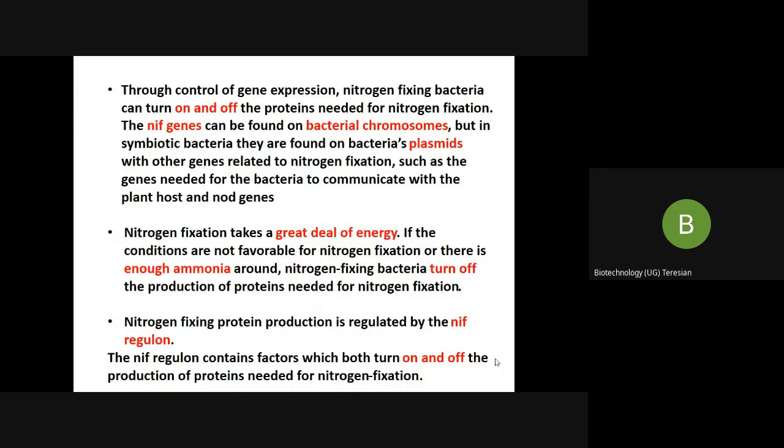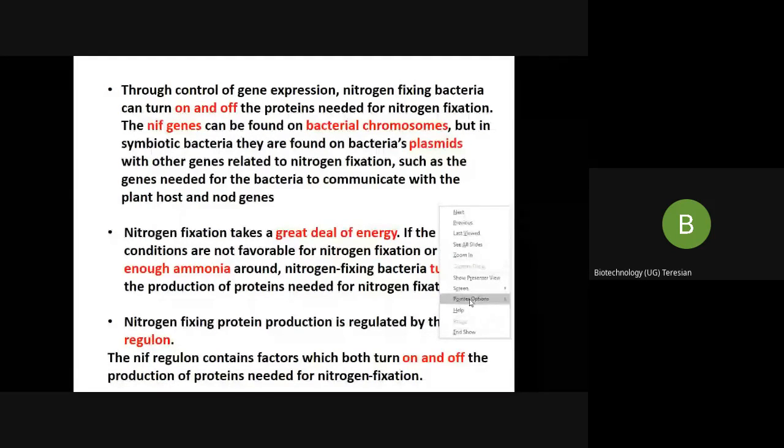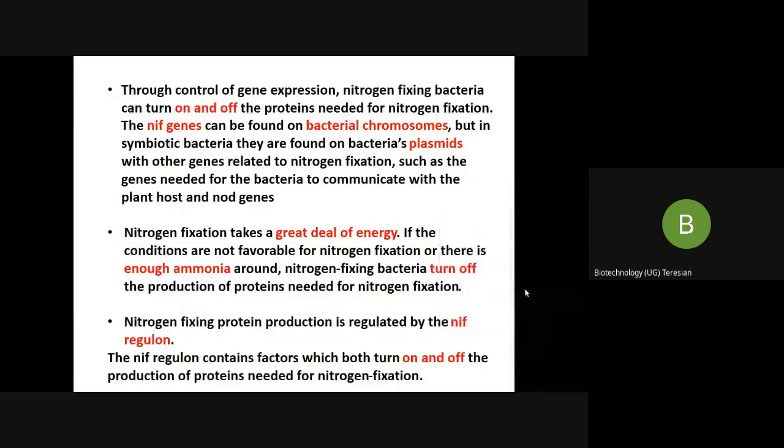So this nitrogen fixing bacteria, whether it is your free living bacteria or if it is a symbiotic bacteria, both have the switches to regulate the genes. Okay, they can turn on and off the proteins needed for nitrogen fixation. So the NIF genes can be found.